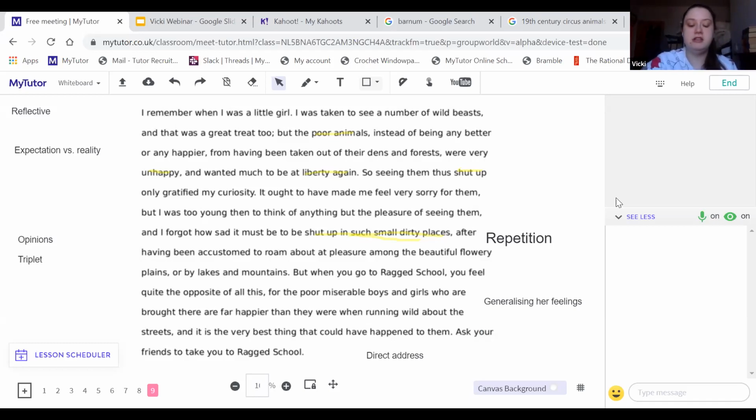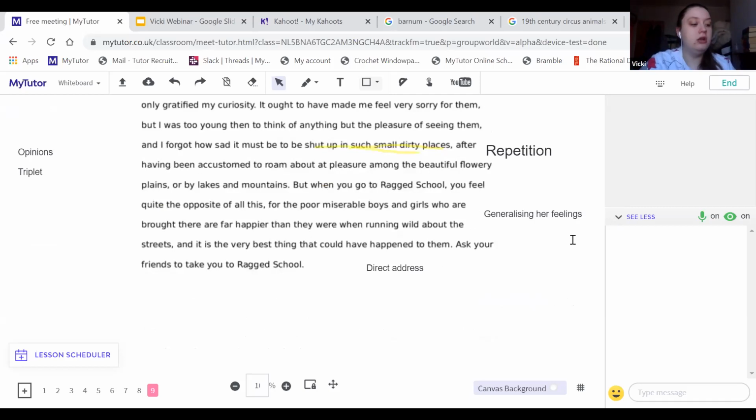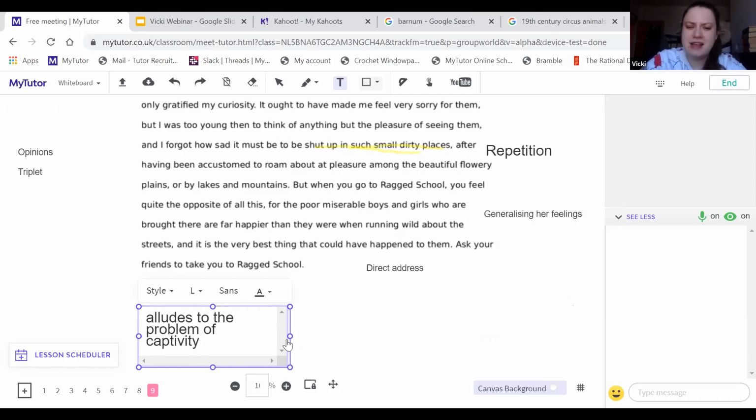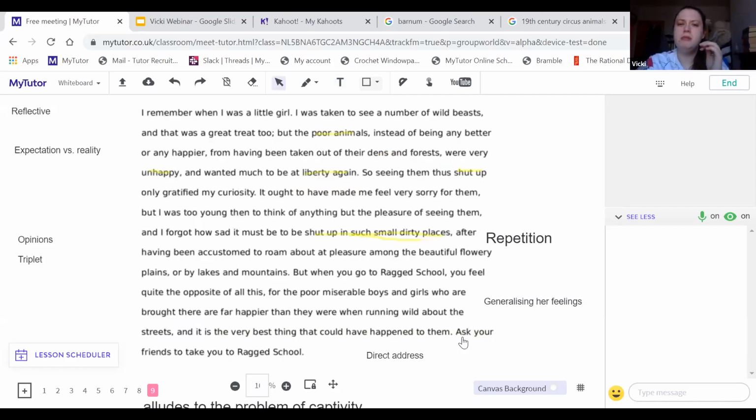The other thing that she does is that there is an allusion, in that she alludes to the problem of captivity. But she doesn't really say it very directly. She doesn't talk about the problems. She just sort of talks about them being a little bit sad. I think she could take it so much further and she doesn't.